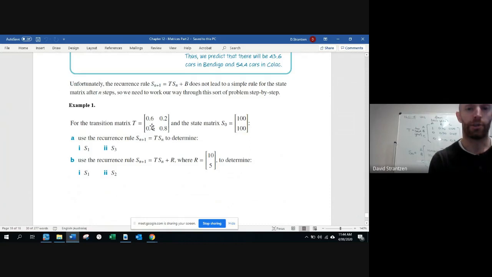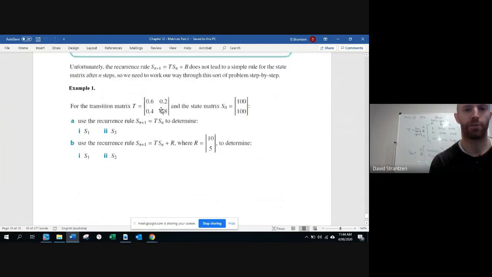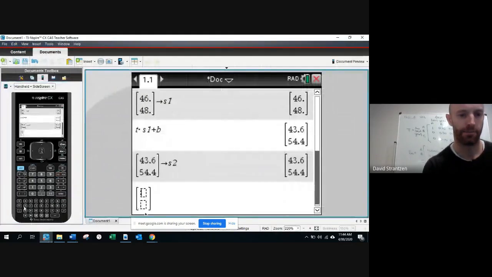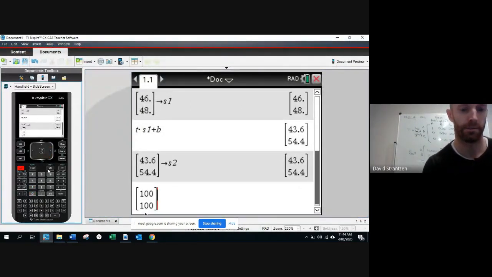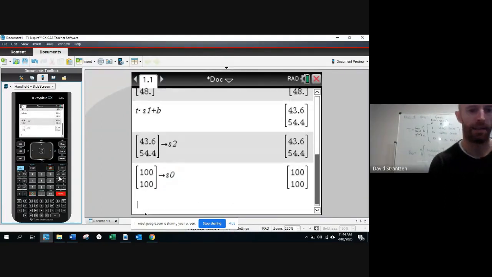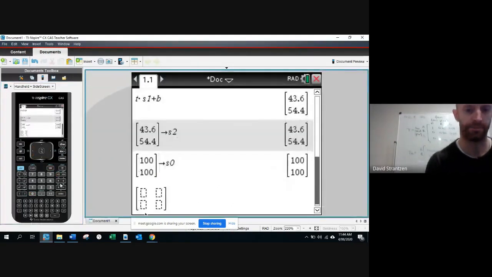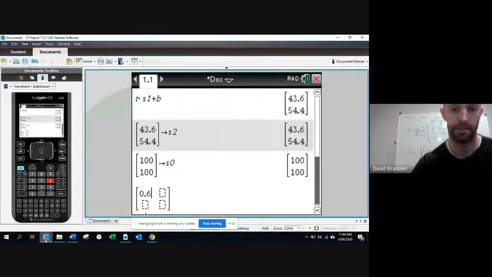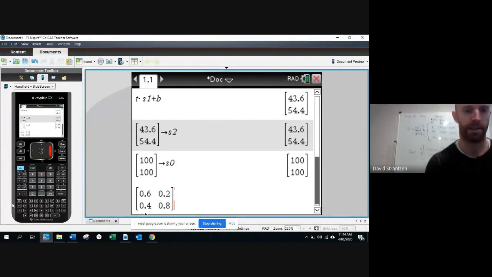So we've got a new transition matrix. This is example 1. We've got a new transition matrix and a new initial state matrix. So I'm going to store them. My new initial state matrix was 100 and 100. I'll store that as S0. And my new transition matrix was 0.4, 0.6, 0.4, 0.2, 0.8, 0.6, 0.4, 0.2, 0.8. I'm going to store that as matrix T.